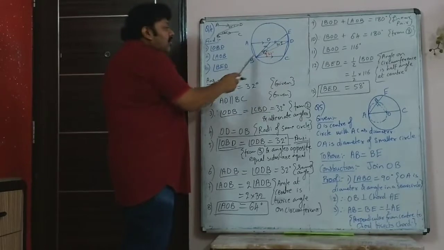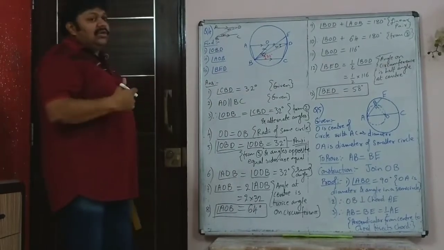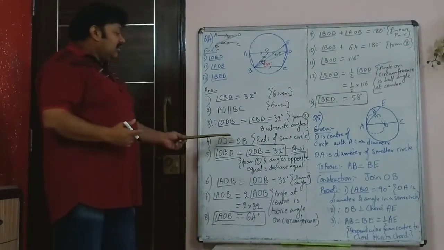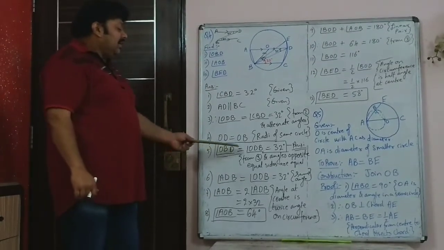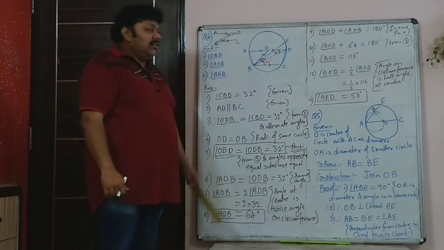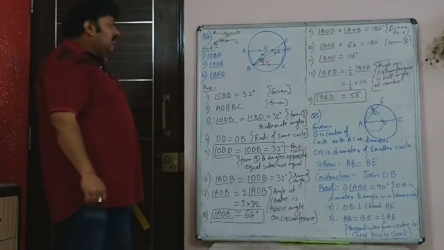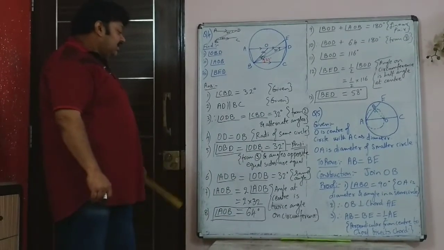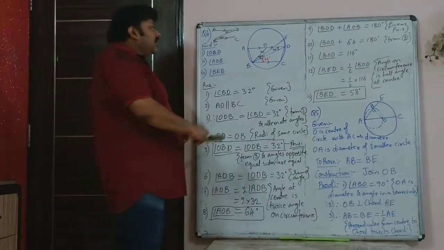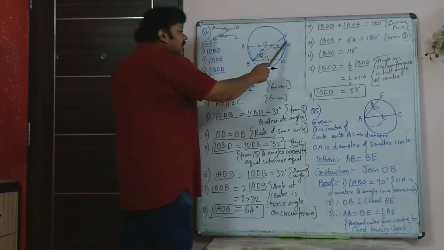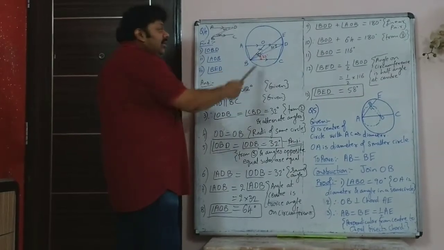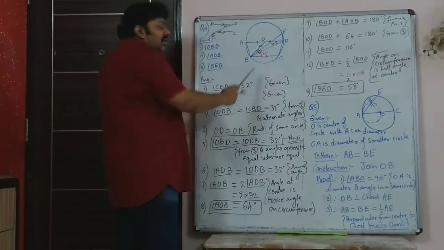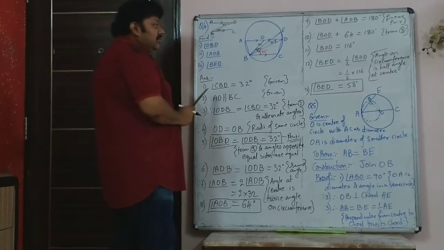OBD will be equal to ODB, angles opposite equal sides. So once you wrote OD is equal to OB, you can say angle OBD and angle ODB are both 32. Angles opposite equal sides are equal. Therefore, instead of calling it ODB, you can call it ADB. It's the same thing. ODB and ADB is the same angle because AOD is one straight line.